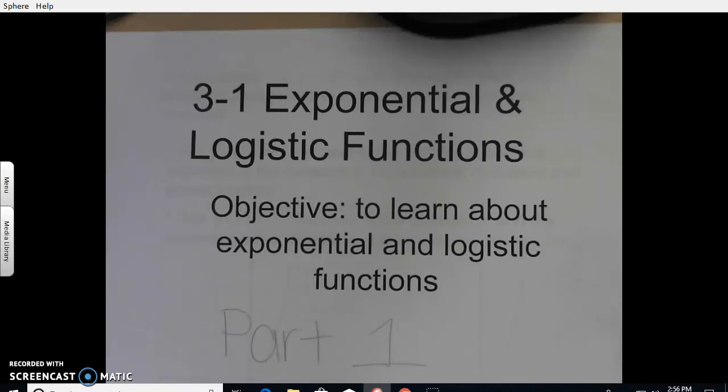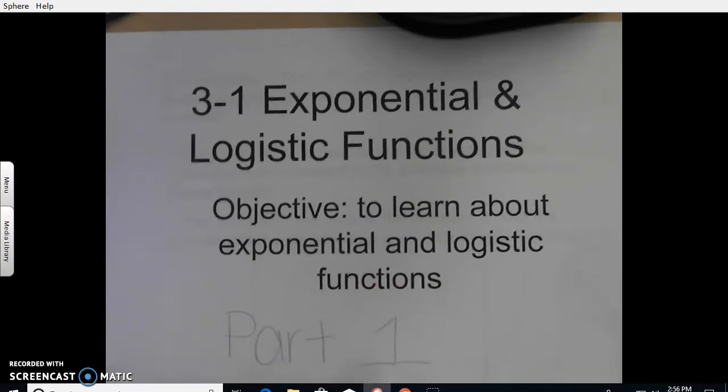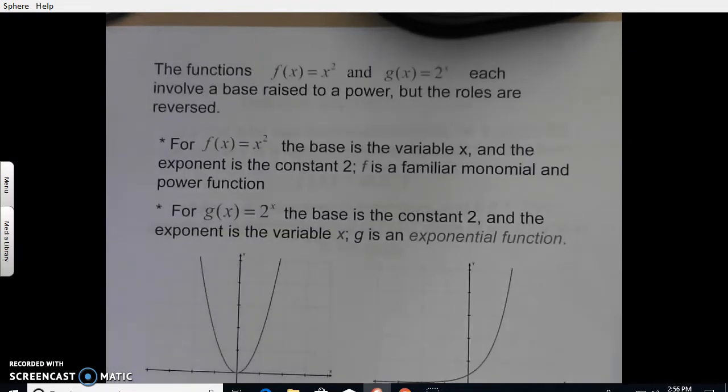We're going to do 3-1 exponential and logistic functions, part 1. So today we're going to learn about the exponential functions.